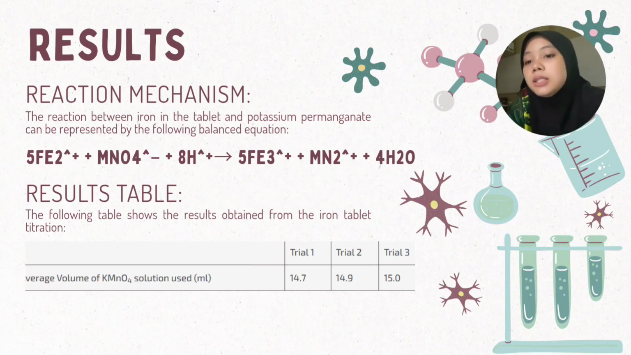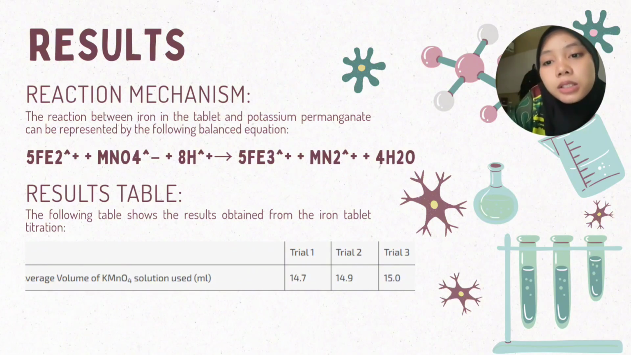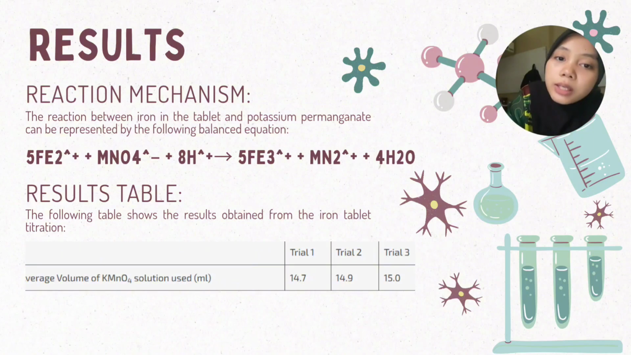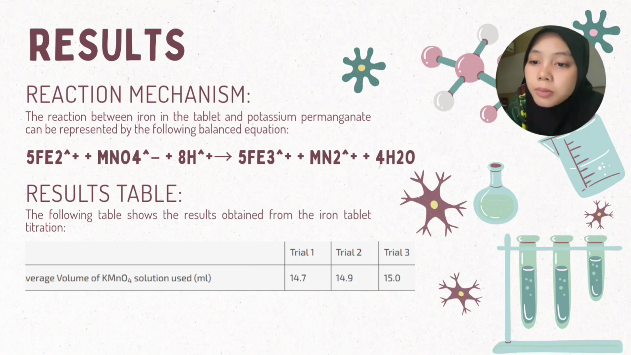In this reaction, the potassium permanganate is reduced to manganese ions, while the iron is oxidized from iron 2 plus to iron 3 plus. The phenolphthalein indicator is added to the solution to act as the visual signal for the endpoint of the titration. The solution will turn from colorless to pink when all the ferrum 2 plus has been oxidized to ferrum 3 plus.